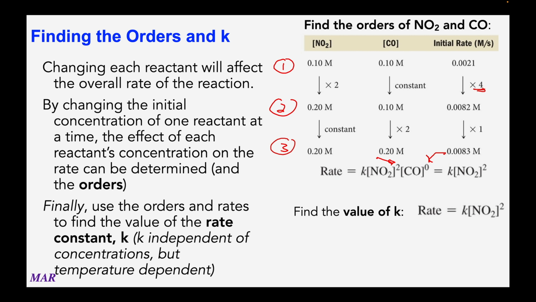And you can use any of those sets of data, 1, 2, or 3, to figure out what K is going to be. So in this example, I used the first set of data, and you can see that the rate in number 1 was 0.0021, NO2 was 0.10 in trial number 1, and we're squaring it because it's a second order reaction. So K equals rate over NO2 squared, rate constant K, 0.21.